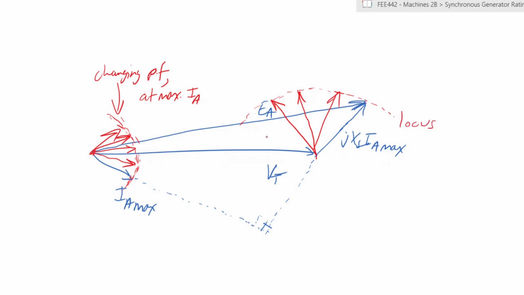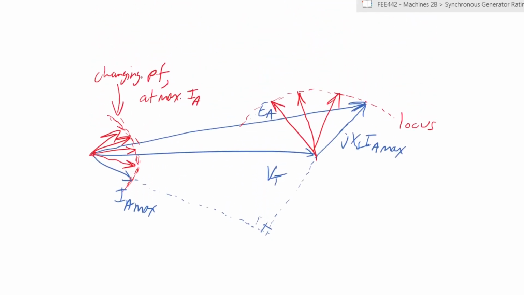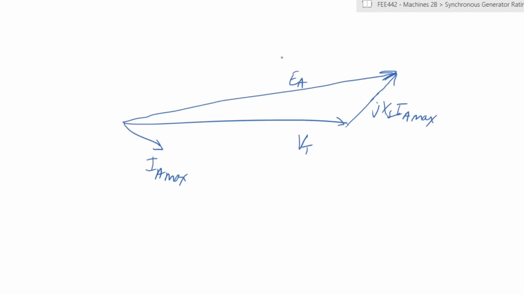A second limitation would be, let's redraw it slightly. So this is the limit of power factor. The second limitation that we would have is if we had EA at maximum, the maximum internal generated voltage. Remember that maximum generated voltage is dependent on the value of field current. So the limit of the field current and the limit of the insulation determine the maximum internal generated voltage. Whichever of those is lower.